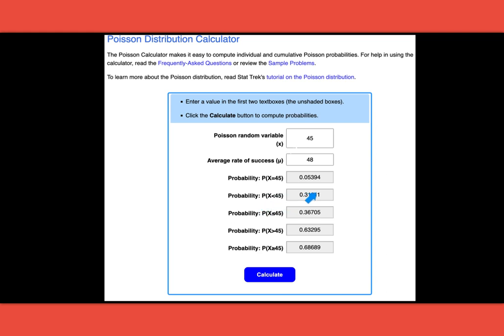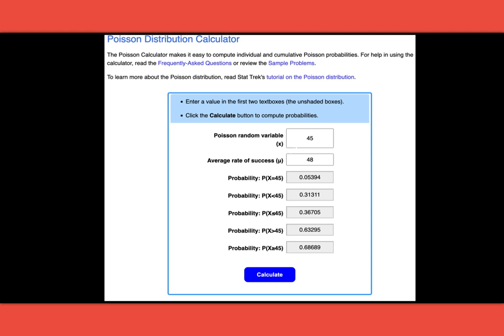Having fewer than 45 flaws is 31%. Greater than 45, 45 and more, that would be my actual answer that I'd be looking for, because I'm looking for at least 45 flaws, which is 0.68689.